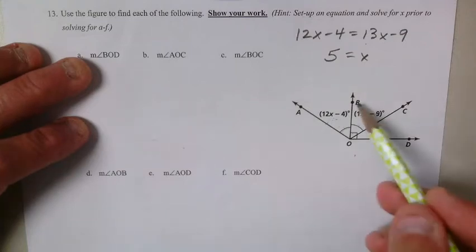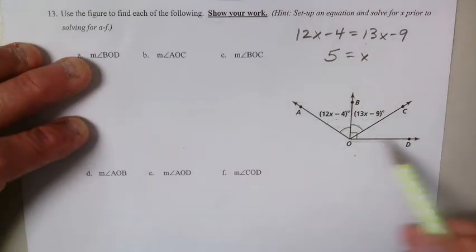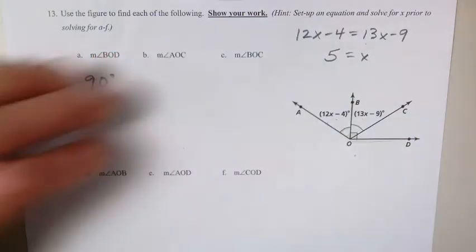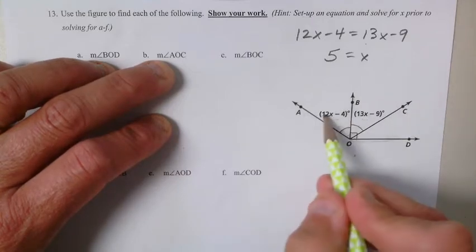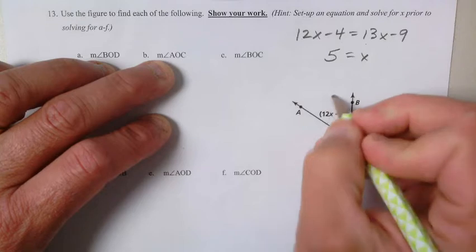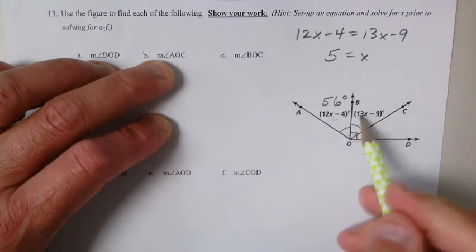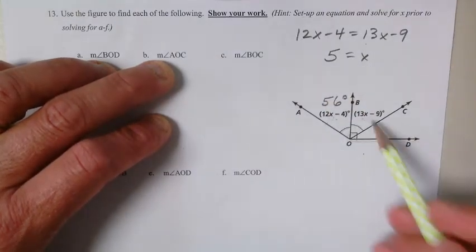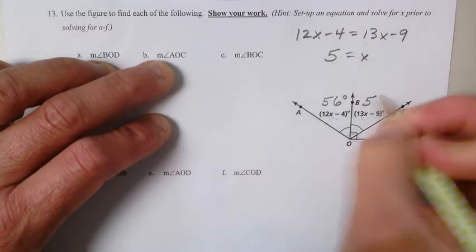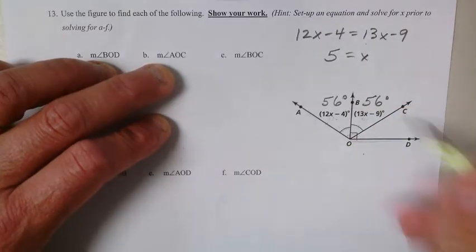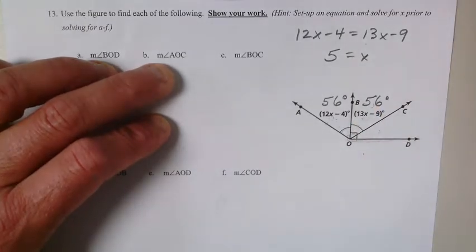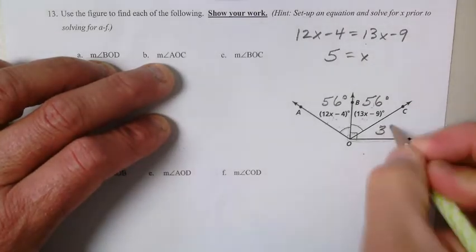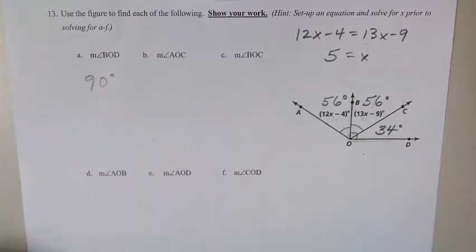So BOD, if I want to find this angle measurement, well, we already know what that is. What is that? That's 90, right? Okay, so I'm going to say that that's 90 degrees. AOC, this whole angle, before I find that, let's plug these back in. 12 times 5 is 60, minus 4, that's 56. 13 times 5, that is 65, minus 9, that's also 56. Okay? So if I take 90 minus this 56 right here, that should give me this angle. So 90 minus 56 is 34 degrees, okay?